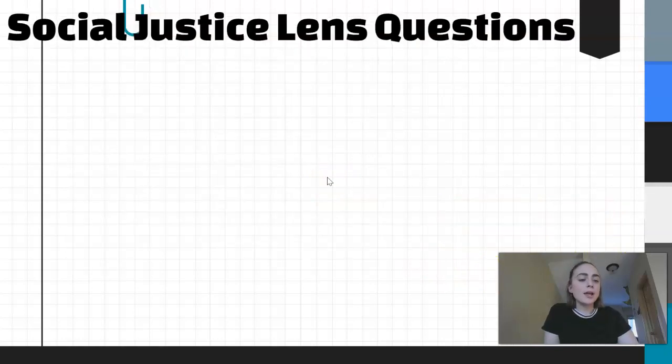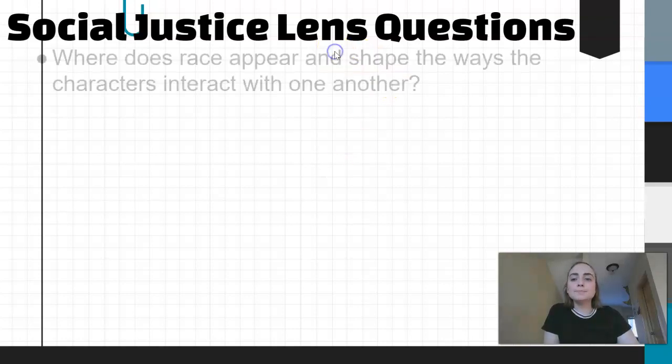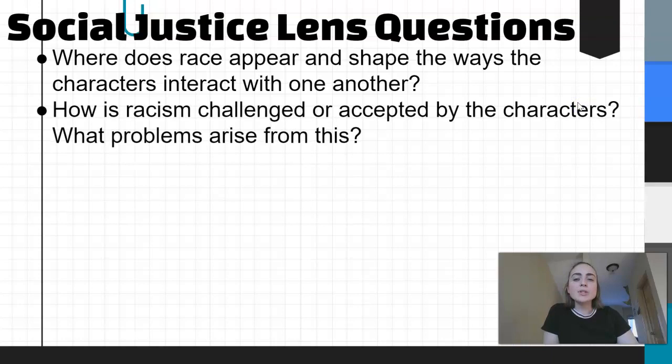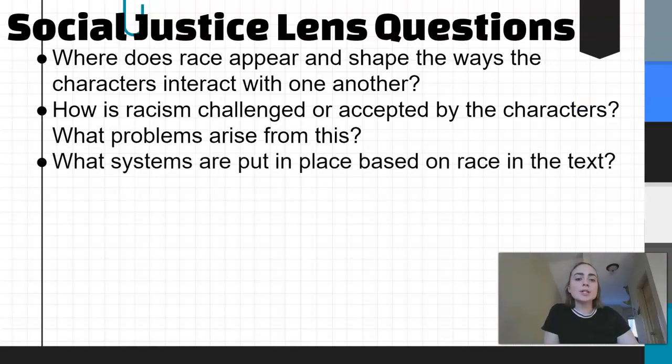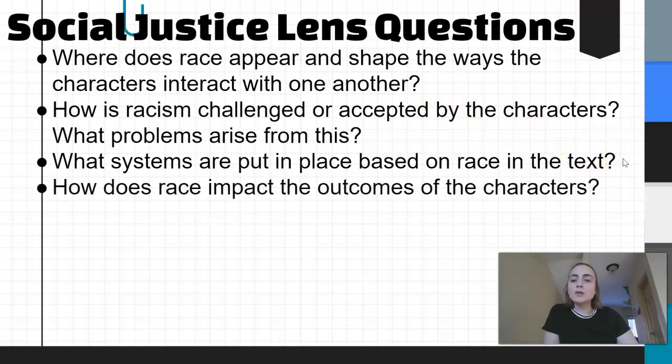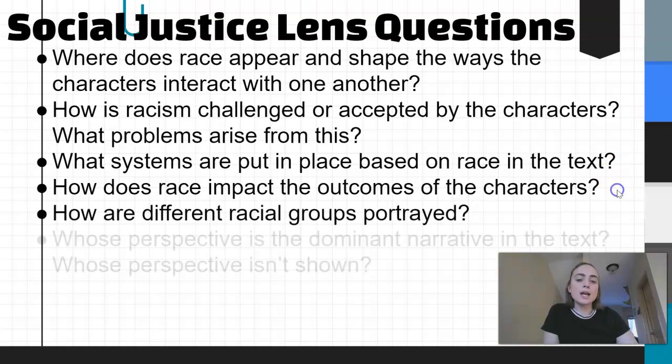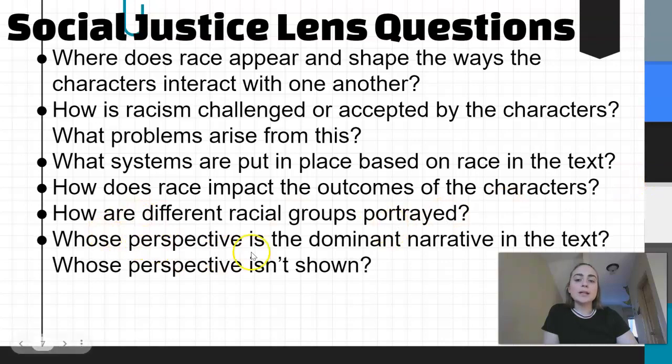So here's some questions that I want you to ask as you read Of Mice and Men. Where does race appear and shape the ways that characters interact with one another in the book? How is racism challenged or accepted by the characters, and what problems arise from this? What systems are put into place based on race in the text? And how does race impact the outcome of the characters, and how are different racial groups portrayed? Finally, whose perspective is the dominant narrative in the text, and whose perspective is not shown in the book?